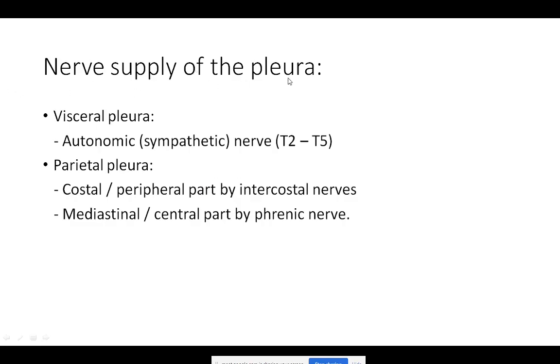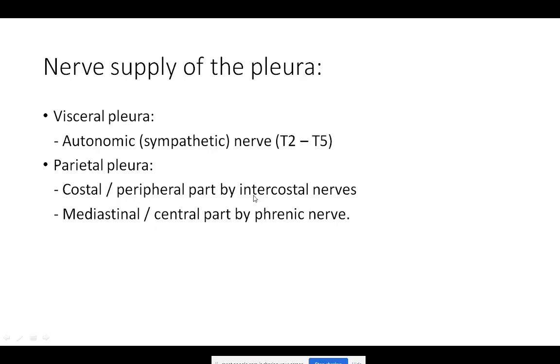The nerve supply of the pleura. The visceral pleura is supplied by the T2 to T12 spinal segments of nerves. The visceral pleura is insensitive to pain, whereas the parietal pleura is more sensitive to pain.